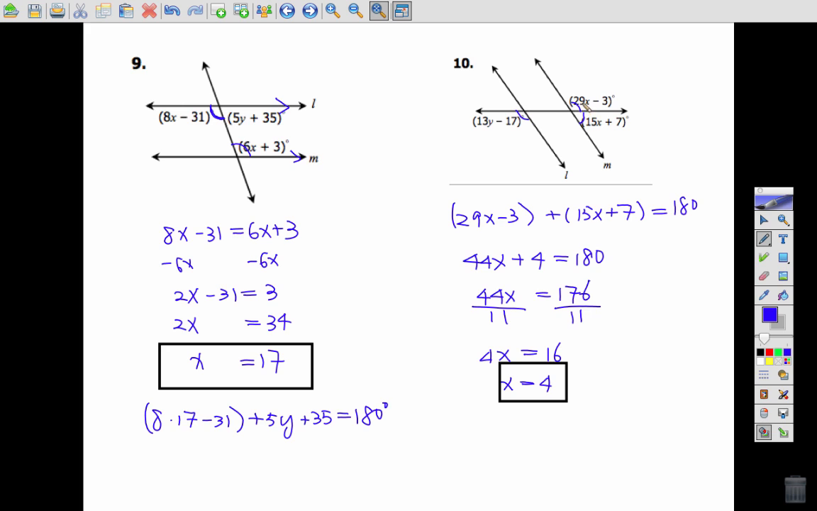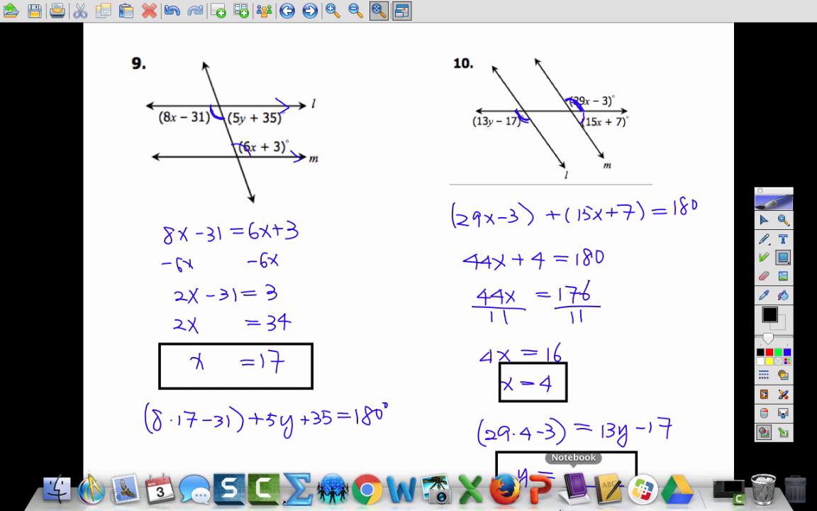Once I have x, I would plug x into 29x, which is 29 times 4 minus 3, which gives me the angle measure for this angle on top, right there. And notice that angle and this angle here are alternate exterior. They must be congruent. And that's the setup for my second equation. I'm not going to do it, but this is how you solve for y.